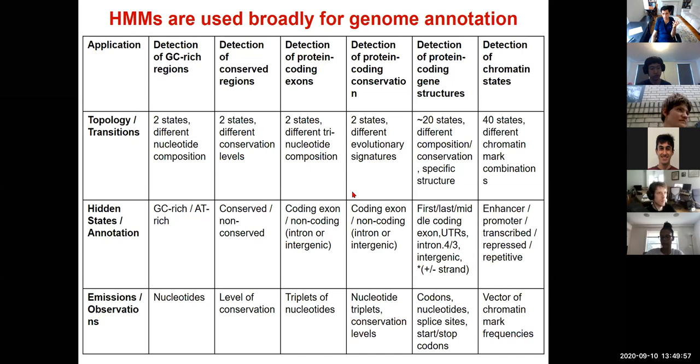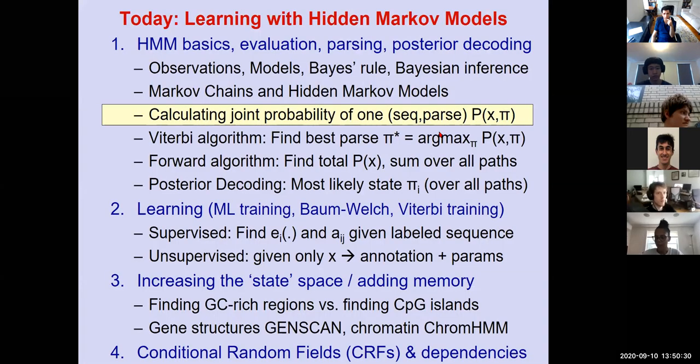Triplets of nucleotides. Maybe I want to detect protein coding conservation. Maybe the two states are going to be my different evolutionary signatures for protein coding versus non-coding. And then the hidden states are going to be coding versus non-coding, and the emissions are now going to be triplets of nucleotides and their conservation patterns. Or I could detect protein coding gene structures, not just whether something is protein coding or not, but the start, the end, etc.